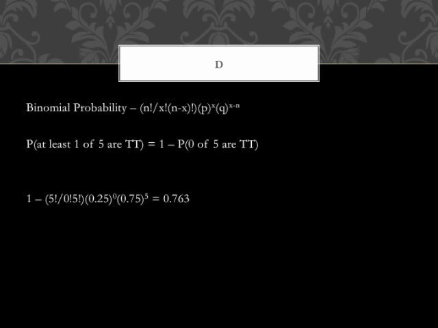Okay, now we plug in our values for 1 minus the probability that none of the embryos are homozygous dominant, and we get a value of 0.763. This means that there is a 76.3% chance that at least one embryo of the 5 is homozygous dominant.